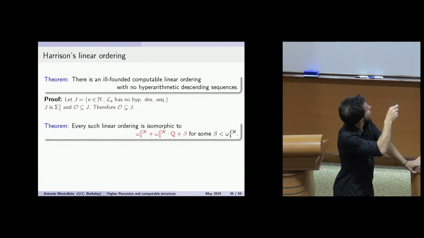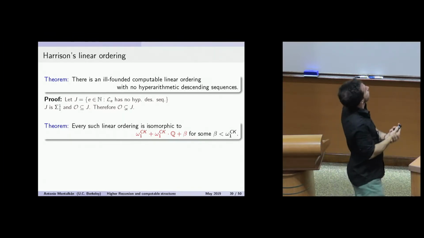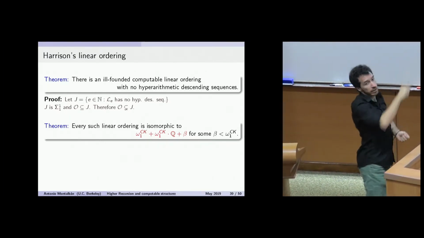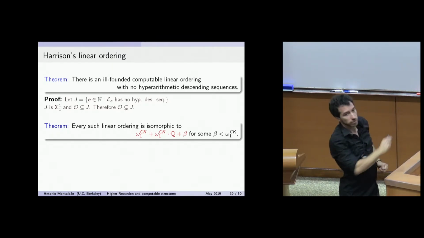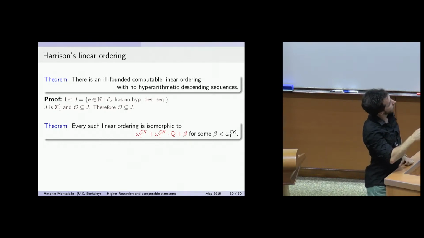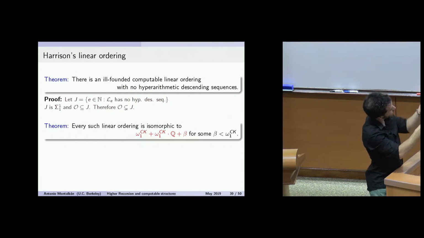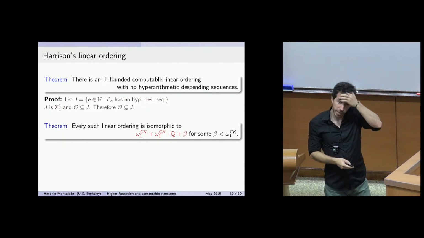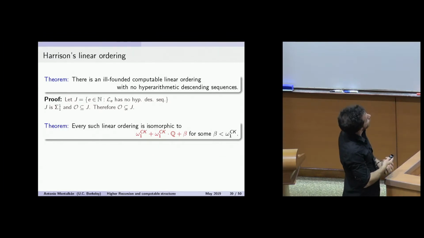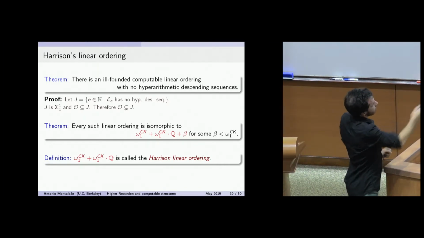So these are results due to Harrison from, I guess, '66. The second result is that whenever you have a linear ordering with that property, it has descending sequences but not hyperarithmetic ones, it must be isomorphic to this: omega 1ck plus rationally, like densely many copies of omega 1ck. So for each rational number, put a copy of omega 1ck inside, plus some ordinal which is below omega 1ck. So it must look like that. And then, for the case when beta equals 0, that's what is called the Harrison linear ordering.